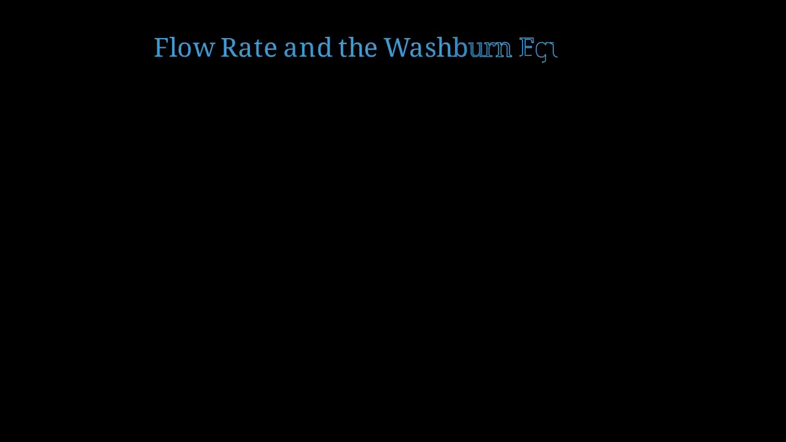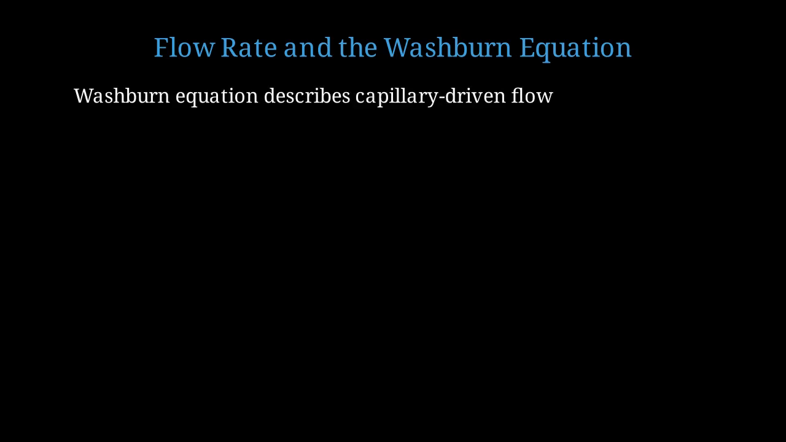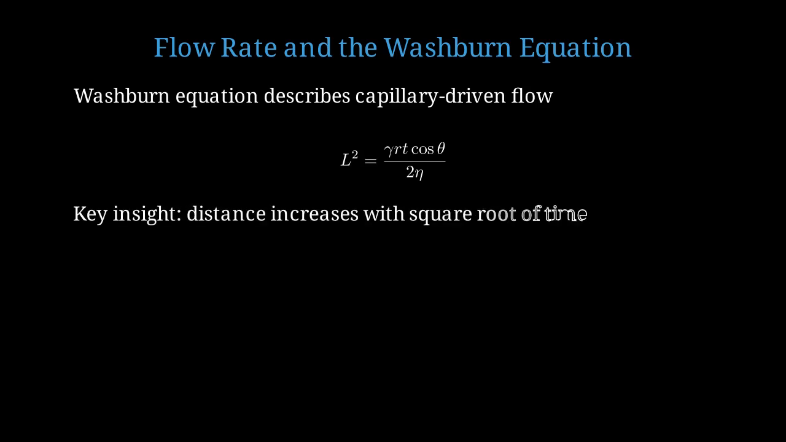Let's talk about flow rate. How fast does fluid move through paper channels? The Washburn equation describes capillary-driven flow in porous media. L squared equals gamma r t cosine theta divided by 2 eta. L is the distance traveled, t is time, and eta is the dynamic viscosity. The key insight is that the distance traveled is proportional to the square root of time. This means flow slows down as fluid travels further.